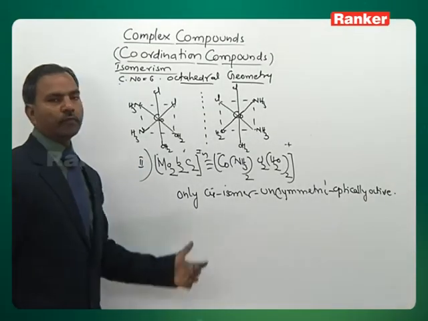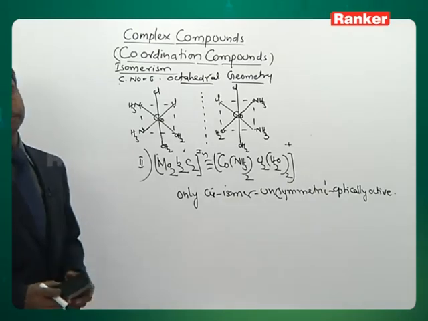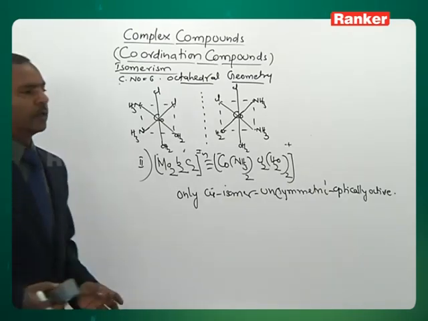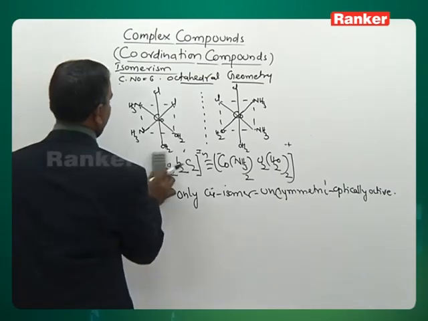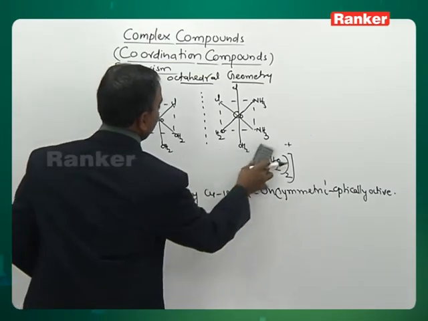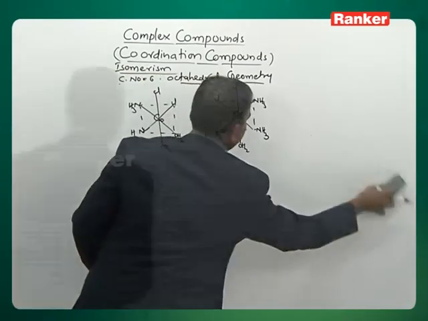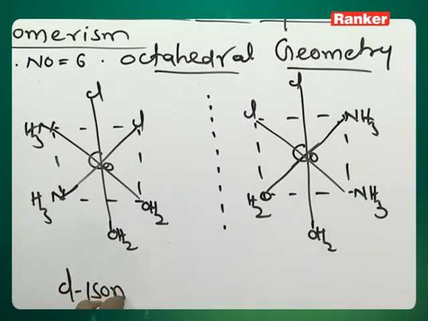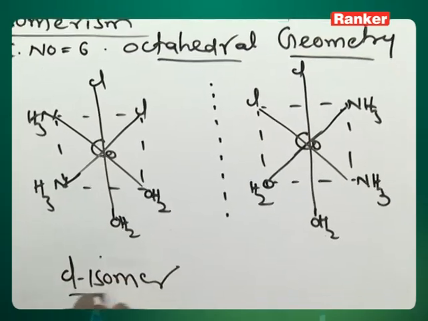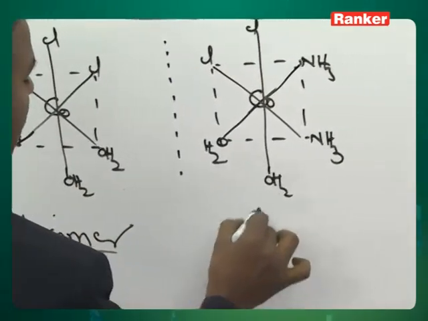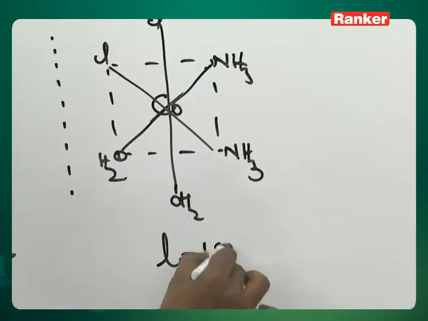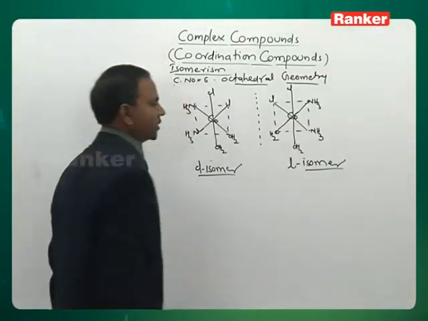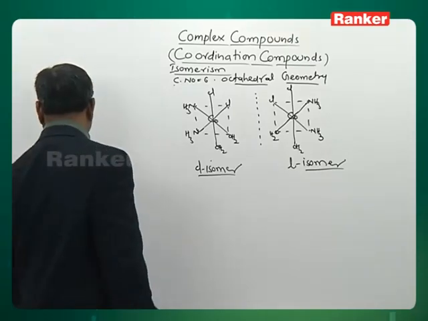For this, theoretically 5 isomers are possible. One of them, the cis isomer, is an unsymmetric complex. Therefore that is optically active. Let us say one is the D isomer and the second one is the L isomer.